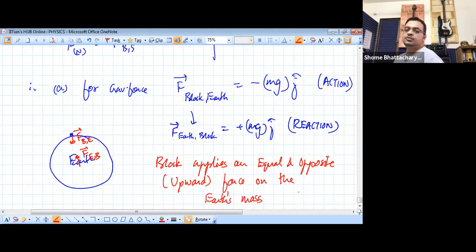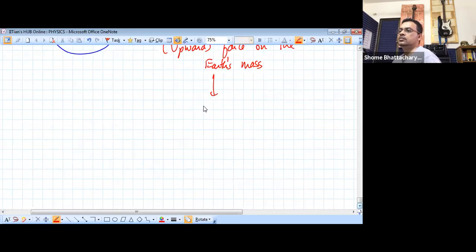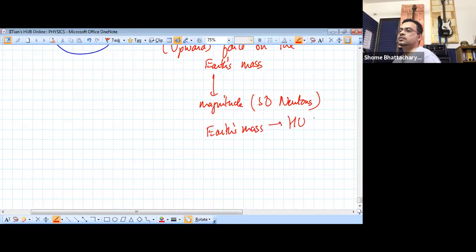But the thing is that force is negligible compared to the mass of the Earth. So now keep in mind that that force will have a magnitude of how much? 50 newtons. But Earth's mass is how much? Earth's mass is huge. It's incomparable. So there is no effect of that.